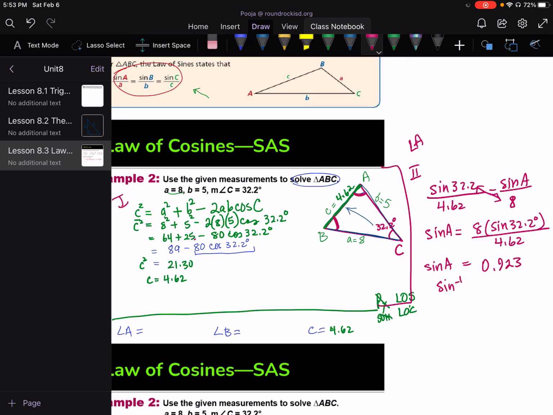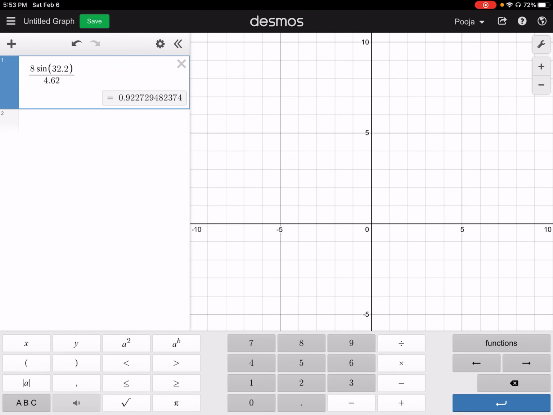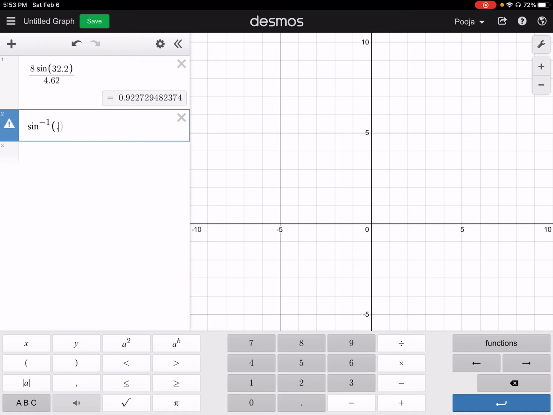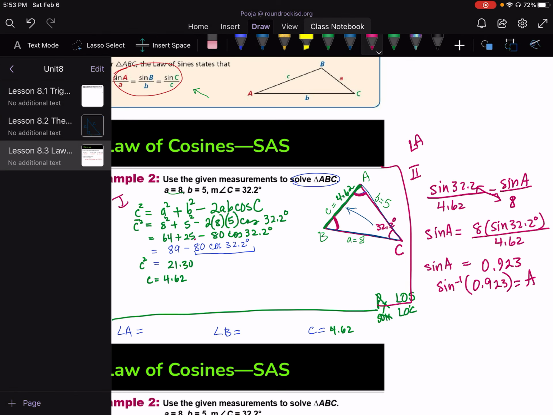And I can sine inverse or arc sine 0.923. And that will automatically give me angle A. 0.923. Sine inverse 0.923. And this is in degrees, 67.37. 67.37 is the measurement of angle A. There we go. Right, we have found two of the three things.